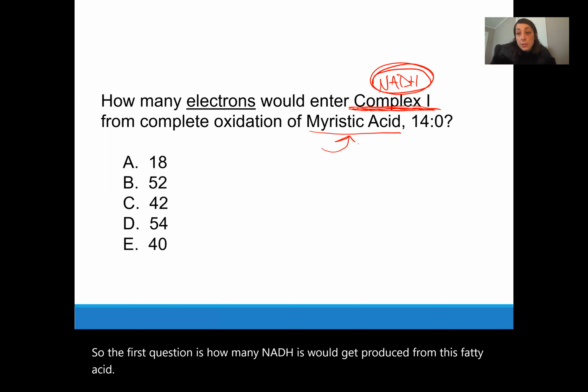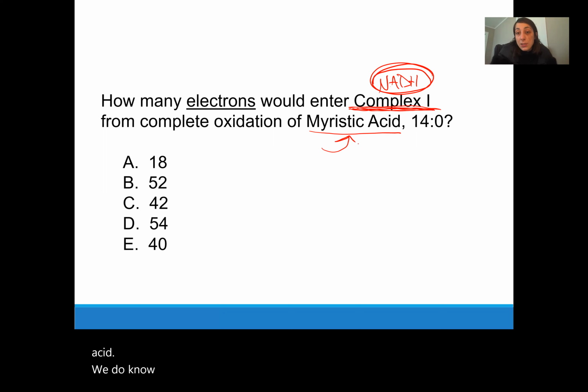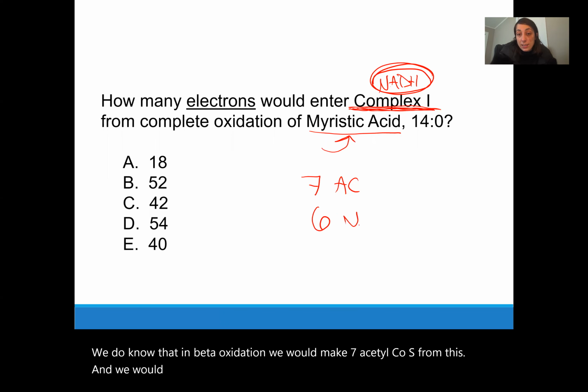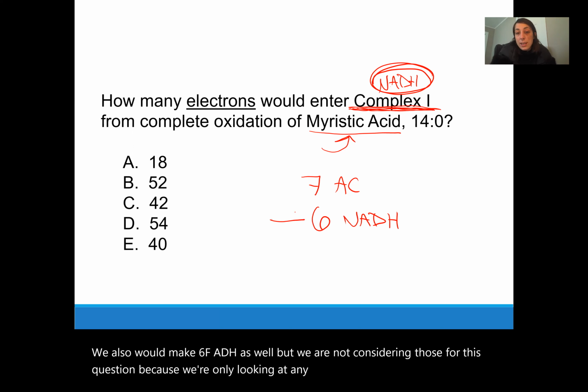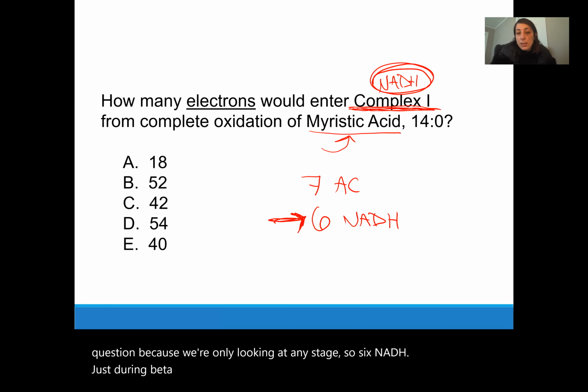So the first question is how many NADHs would get produced from this fatty acid? Well, we do know that in beta oxidation, we would make 7 acetyl-CoAs from this, and we would generate 6 NADH. We also would make 6 FADH as well, but we're not considering those for this question because we're only looking at NADH. So 6 NADH just during beta oxidation, but also 7 acetyl-CoA.